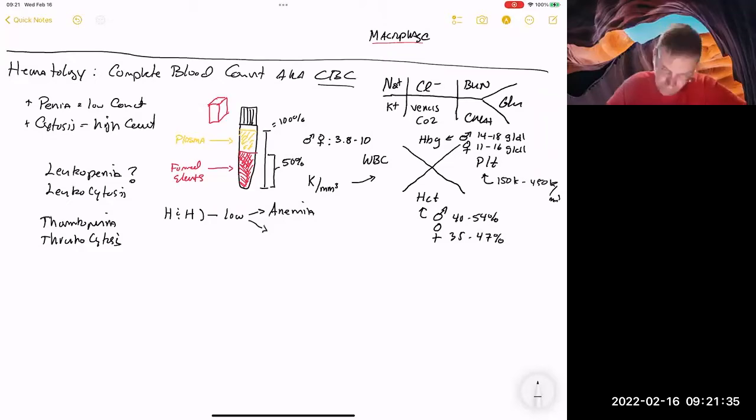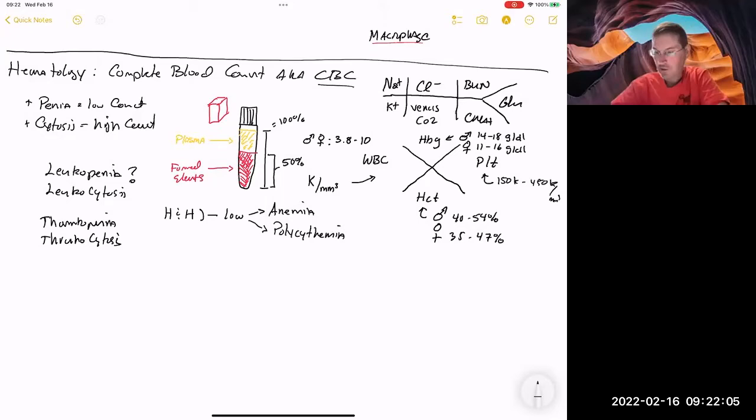And then there is also, if your hemoglobin hematocrit is too elevated, that is something we refer to as polycythemia, an elevated hemoglobin hematocrit. All right. So you've got anemia and polycythemia.